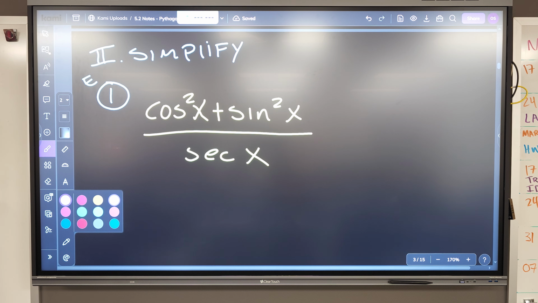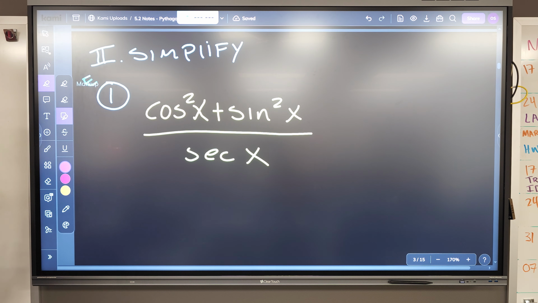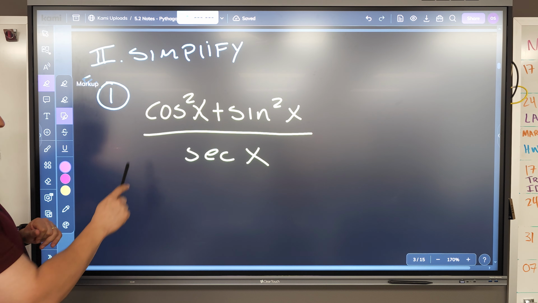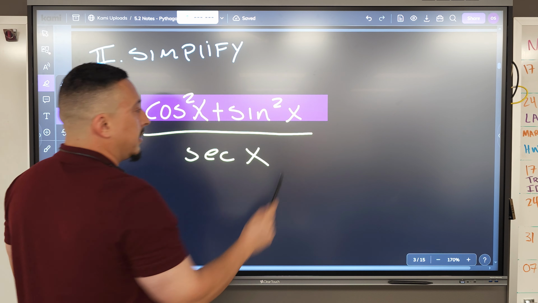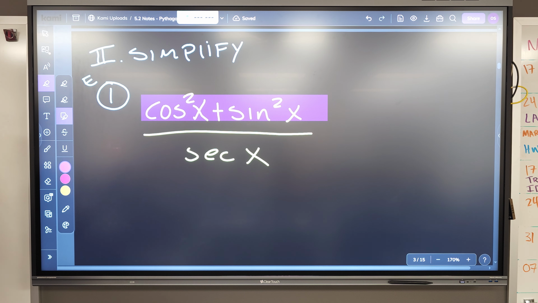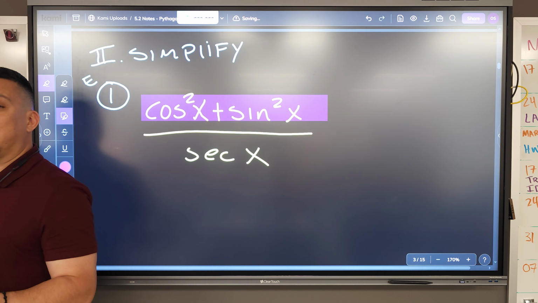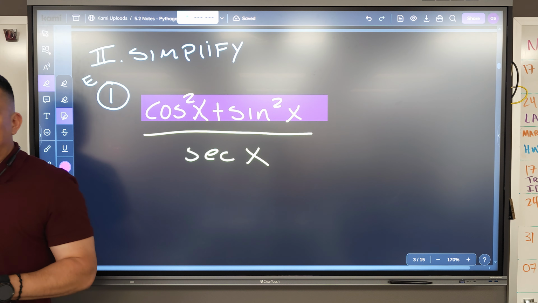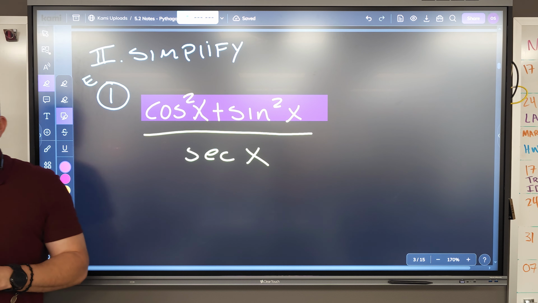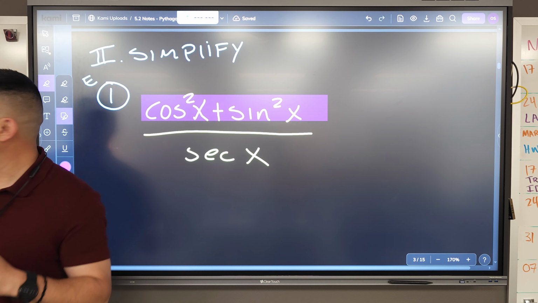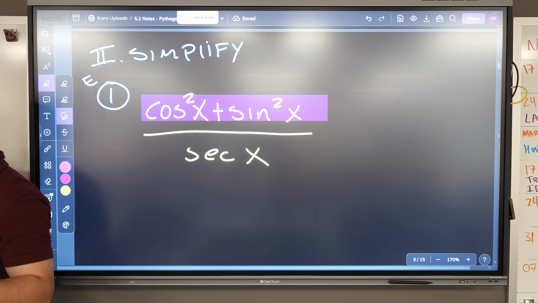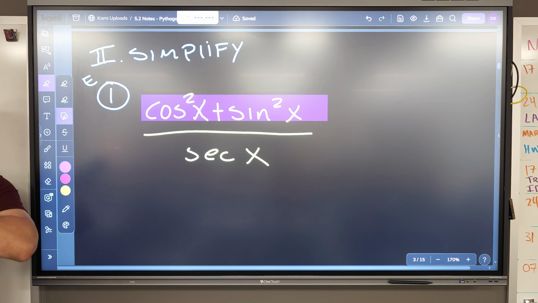Okay. So your eyes, this is what they should be drawn to. It's two terms, and there's a plus in between, so they're being added, and they're both squared. So that's probably one of these. Do you see that one there? What can we trade it for? 1, right? This plus this is 1, so I can switch it out for 1. And that's what we'll do. So this is 1 over secant.